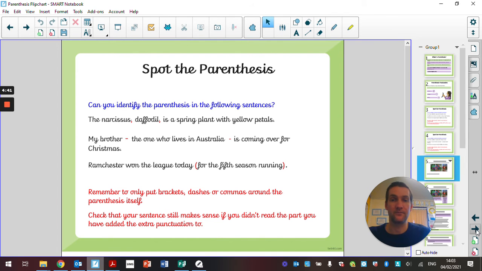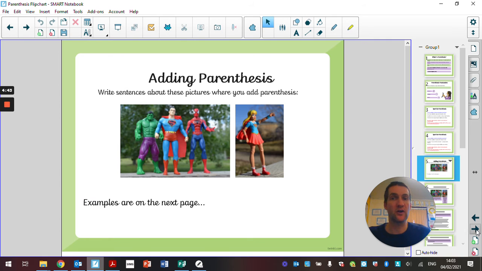Right then. Could you write sentences about these pictures where you add parentheses? And there's some examples on the next page. Pause the video, have a go at writing a sentence each for each one, and then I'll show you some examples on the next page.